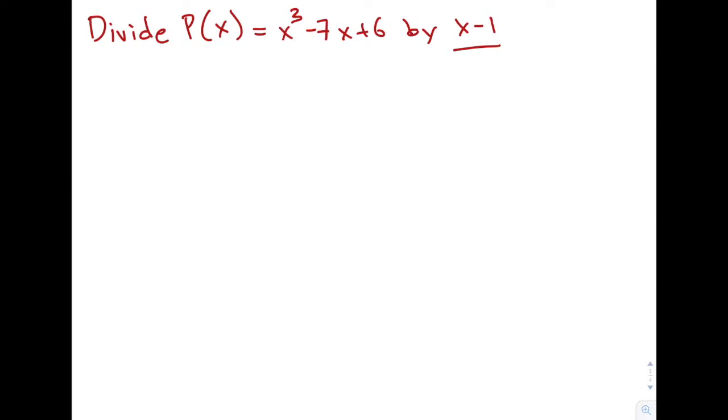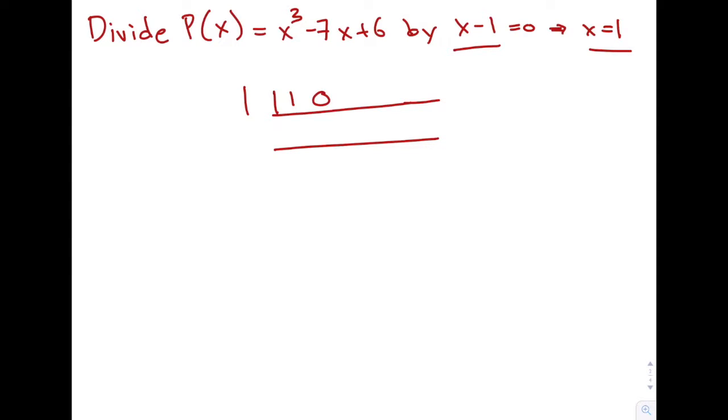Next, we can solve x minus 1 equal to 0. So we have x equals 1. We take this and set it up here with the bar like this. So we take the coefficient in front of each term in the polynomial. So we have 1 in front of x cubed, but then here's a trick. We don't have an x squared, but we have an implicit 0 in front of the x squared. We have negative 7 in front of the x, and then we have 6.